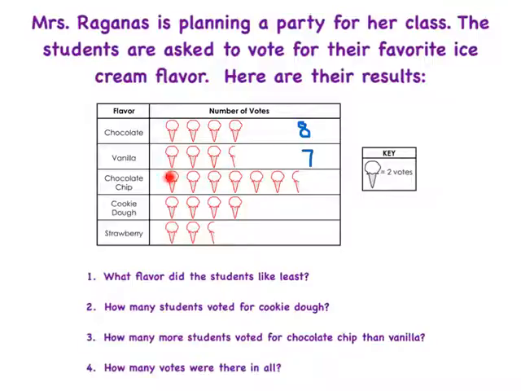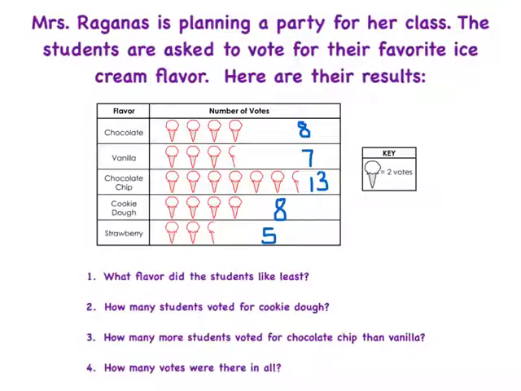My next one, counting by 2s, 2, 4, 6, 8, 10, 12, and then one more would be 13. Cookie dough, 2, 4, 6, and 8. And strawberry, 2, 4, and one more makes 5.